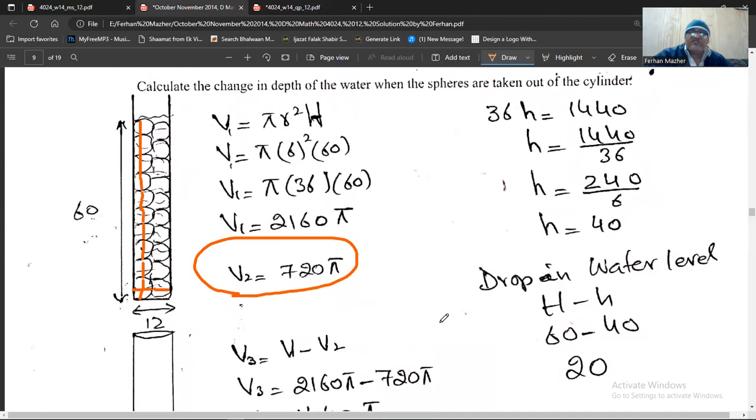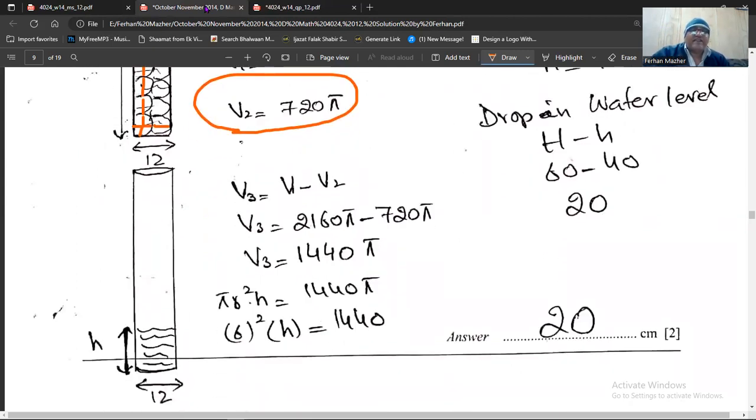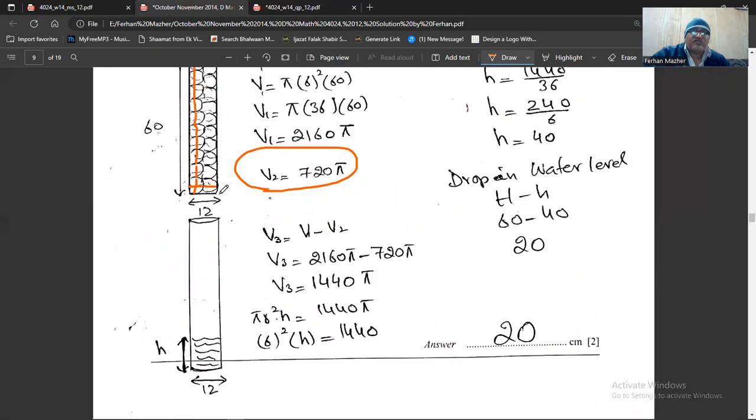So now the change in the depth: previously the height of the water was 60. Now the height of the water is 40. Now the change in the height of the water is 60 minus 40, and that will be 20. So that's 20 centimeters. This is how you do this question.